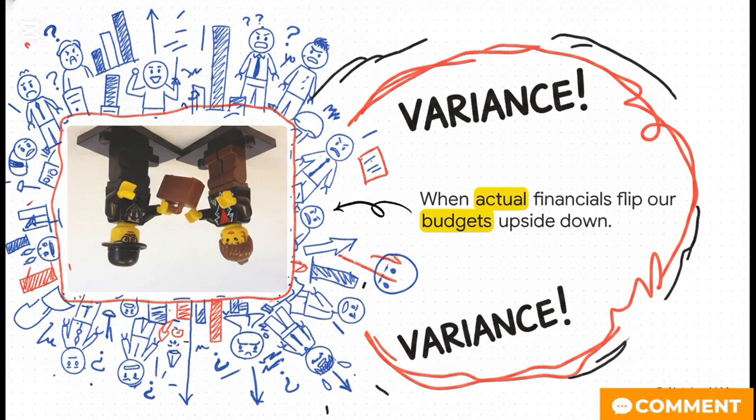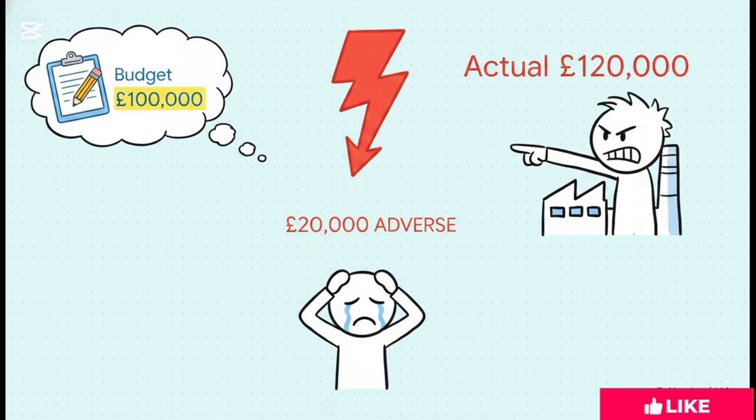It's that terrifying moment when actual financials come crashing in and flip our meticulously crafted budgets totally upside down. All that tidy math we just did, it suddenly has to survive the completely unpredictable nature of the real world. Let's look at what's called a fixed overhead expenditure variance. Say you budget £100,000 for your annual factory rent. You've built your entire pricing model around that specific number.